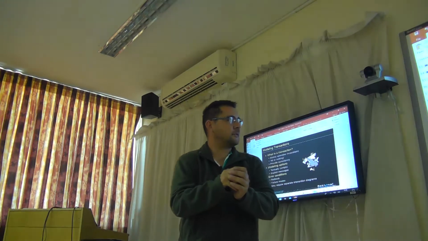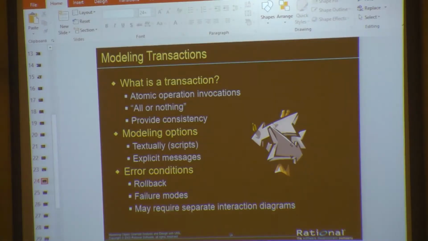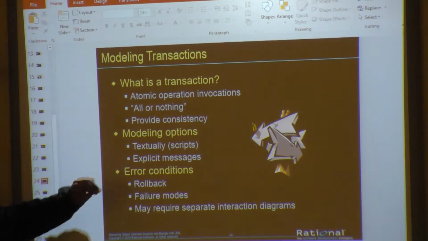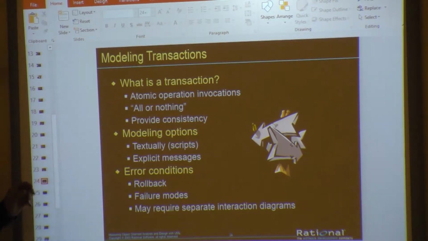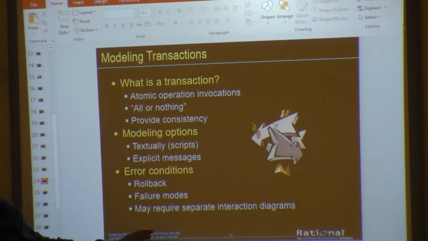Okay. So some modeling options that we have for this: we can place scripts and explicit messages in our diagrams. We can also indicate some error conditions in terms of rollbacks and failure modes, and this may even include creating separate sequence diagrams just to model what should happen if something goes wrong.